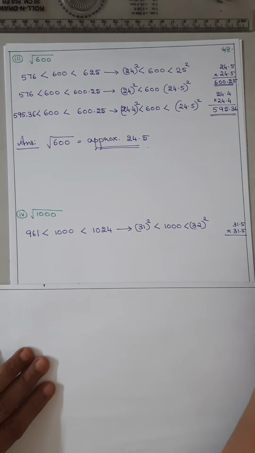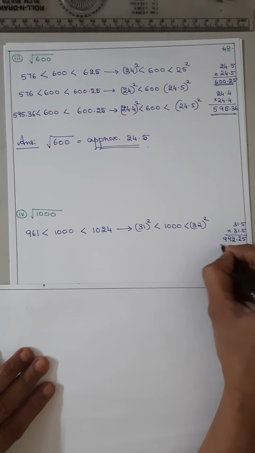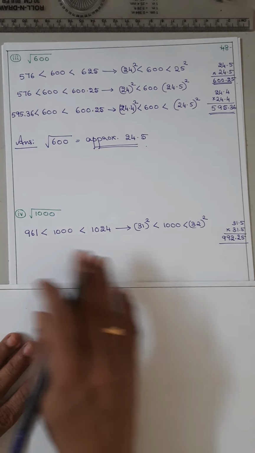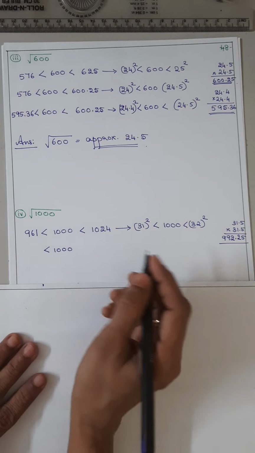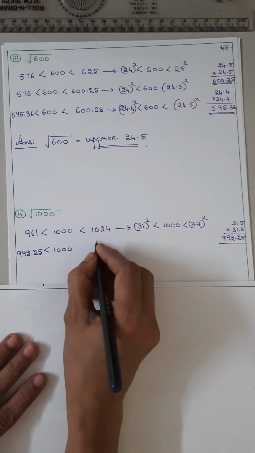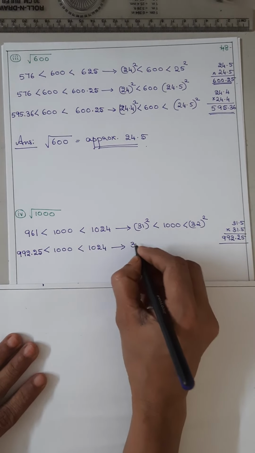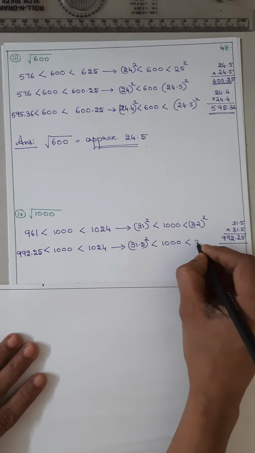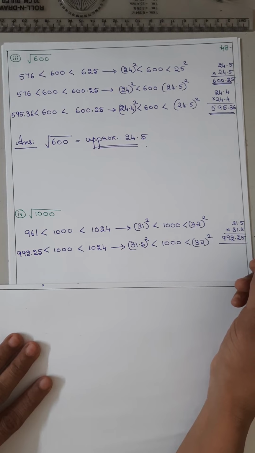When you multiply and see, you will get 992.25. So it is to the left. So here you will write, 1000 is between 992.25 and 1024. That means 31.5 square and 32 square. Okay.